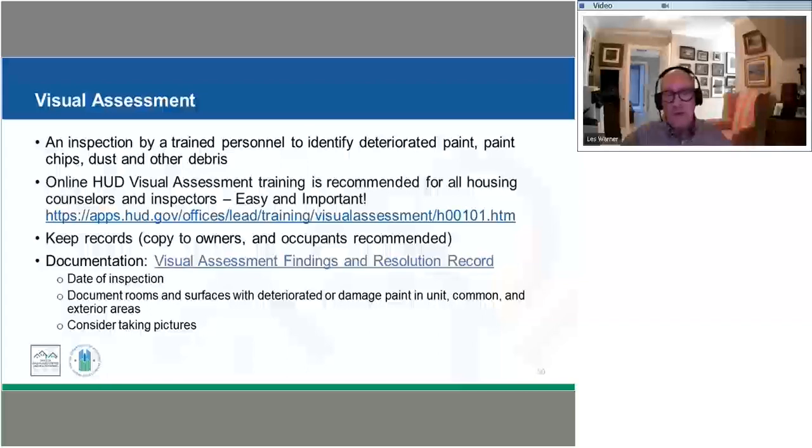And then we mentioned the visual assessment finding and resolution report. So this is really a form to be able to track what you found, and taking pictures to include that information will be important. This will be the basis of when we talk next about treating. What you found in that visual assessment is going to be the basis for when you hire an RRP certified contractor to then come in and take those corrective actions for you. It's going to be based on what you found as part of your visual assessment. So having a good log of that would be really important.